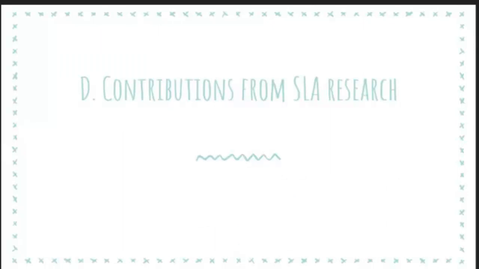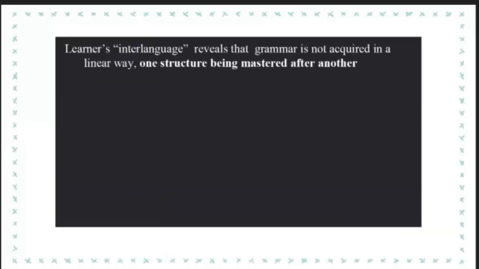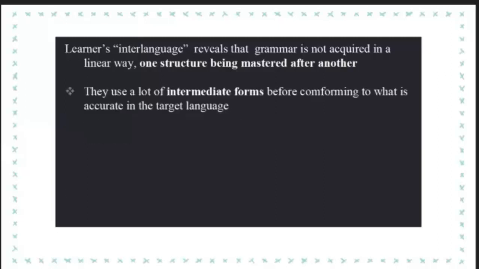When it comes to the contribution of second language acquisition to grammar learning, SLA offers us a modern perspective. When we analyze the language the learner uses, or learner interlanguage, it reveals that grammar is not gained in a linear way, one structure being mastered after another. We see learners produce a lot of intermediate forms before they get to the form that is considered correct or accurate in the target language.